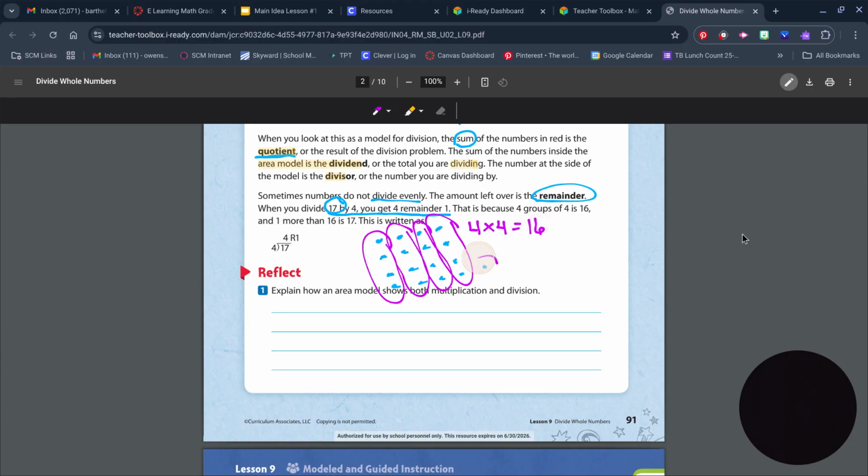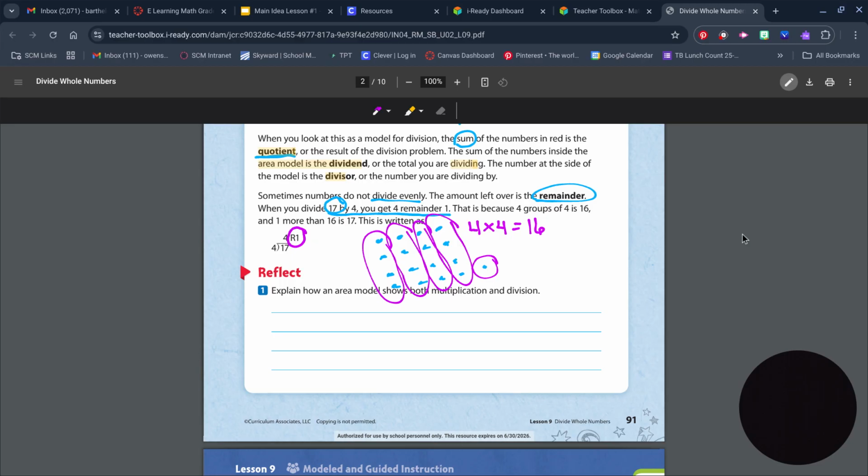But wait a minute. We got this little leftover piece of candy. You can't just give it to one of the friends because it's not fair. It's not even. And if it's just a little bite-sized piece of candy, you can't cut it up. That's later. That's 5th grade math. But what we have is something left over. So you give it to me. So we write a little R1. That means remainder. That means it's left over.